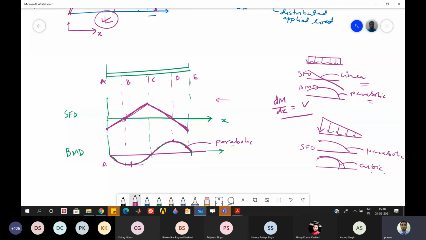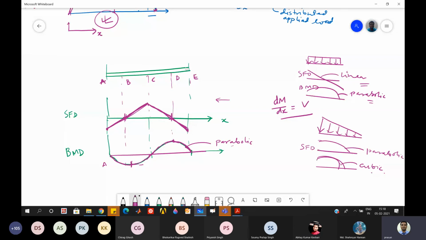Now you have to tell me what should be the loading diagram corresponding to this. Can you now tell me? So uniformly distributed force from C up to C downward and upward, from A to C upward, and C downward.